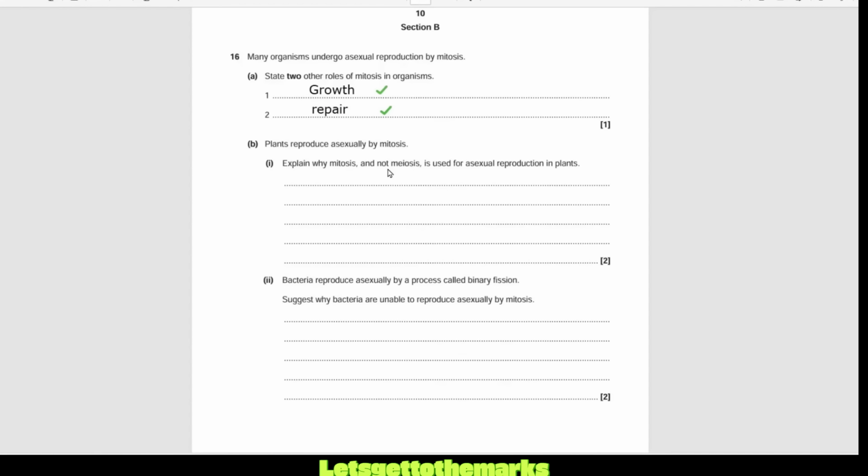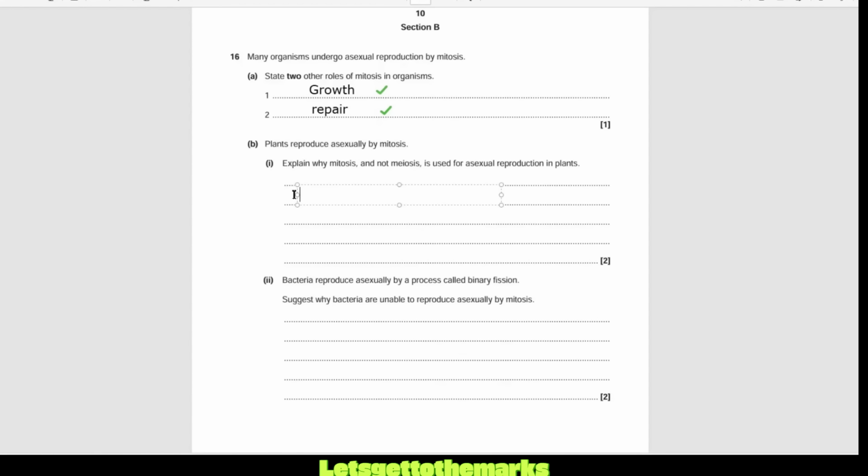We've then got plants reproduce asexually by mitosis. Explain why mitosis and not meiosis is used for asexual reproduction in plants. This is a bit of a strange one, but essentially because some plants do use sexual reproduction and some use asexual reproduction. Of course, the ones that use sexual reproduction produce gametes and do use meiosis, so the birds and the bees, etc. However, let's get on to why we bother using mitosis.